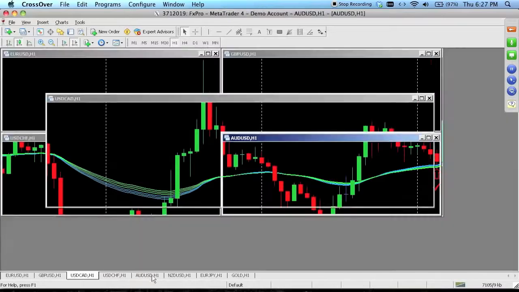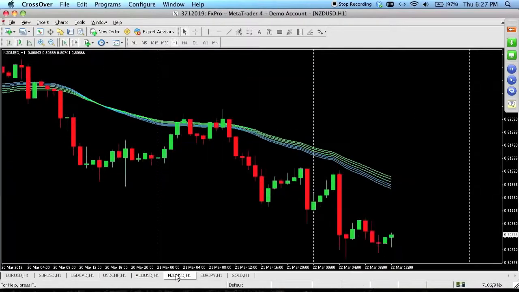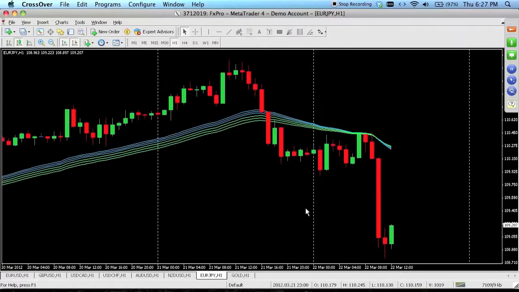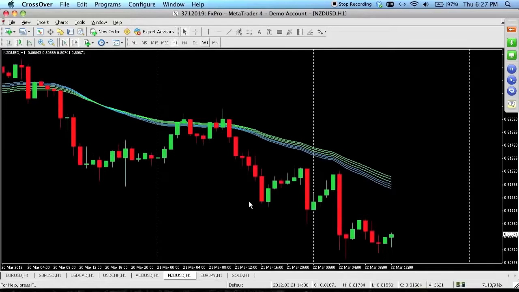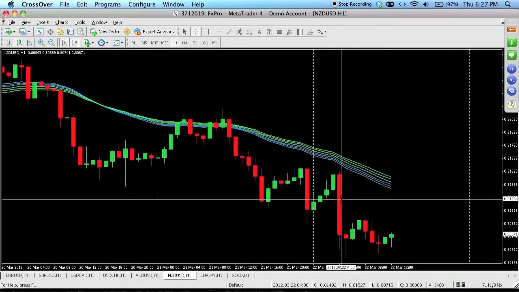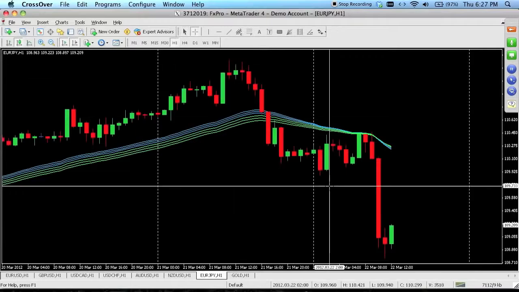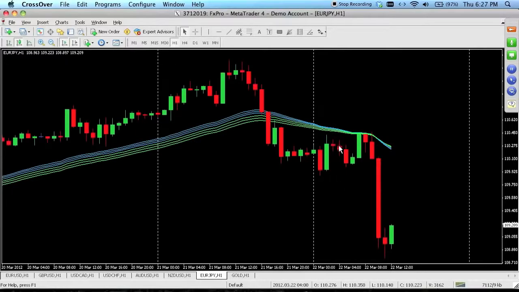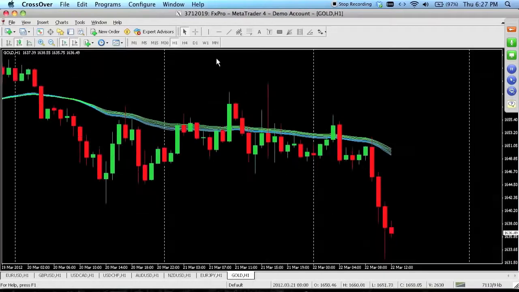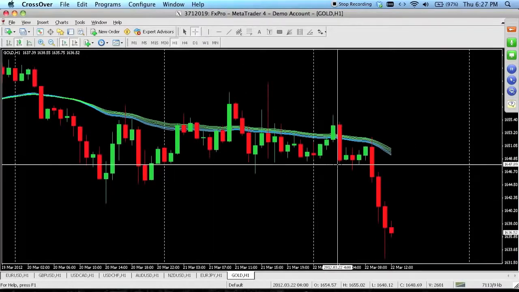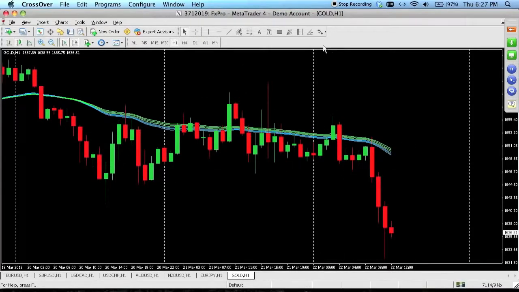We have a touch on Aussie dollar. Let's take a look further down. New Zealand dollar. No touch, but the market did go in the same direction. Euro yen. What time was this? Let's put this all together. We have a sell at 4 o'clock. Euro yen, let's take a look at 4 o'clock on my screen. We have a small sell, not too much. So profit there as well. Gold, 4 o'clock. Let's take a look. Sharp drop as well.